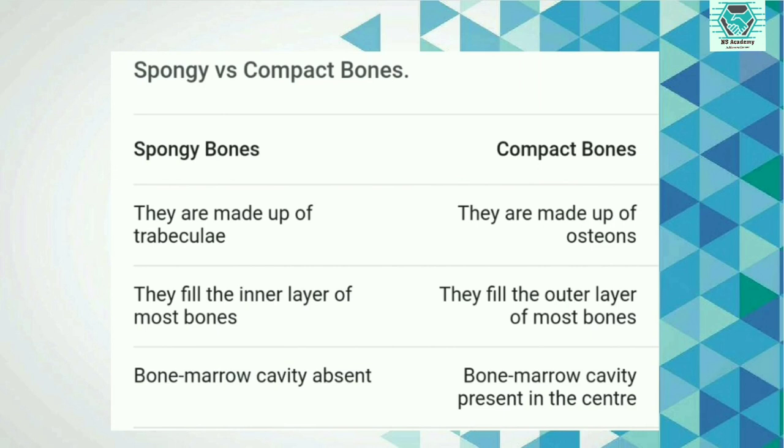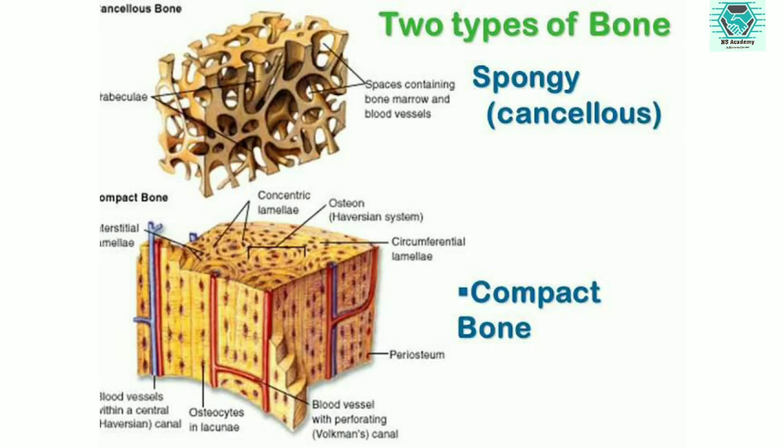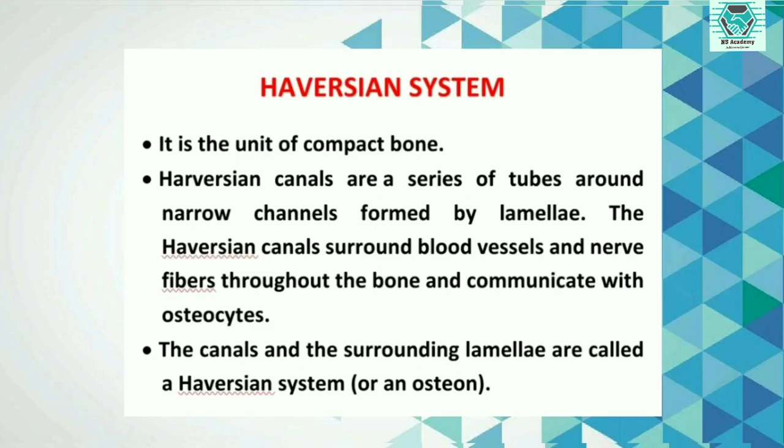Now, what does compact mean? It means that here the bony deposit is found to take place in 4 different forms. Number 1, Haversian system. Number 2, the angular interspaces. Number 3, periosteal lamellae. And number 4, endosteal lamellae. Haversian system. It is the structural and functional unit of compact bone.